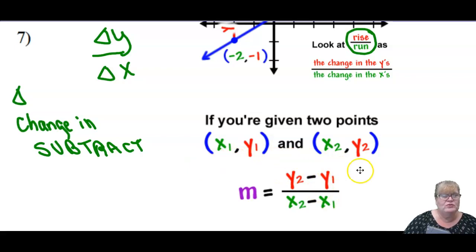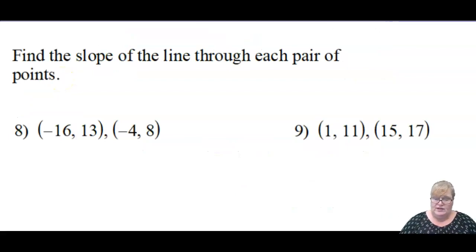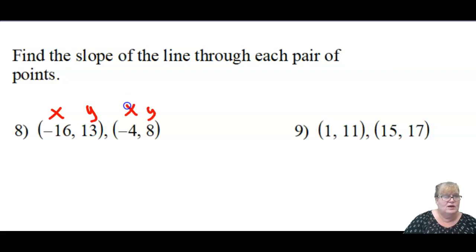And it doesn't matter which point you call which. So if you decide to call this point 1 and this point 2, it doesn't matter as long as you use the same order for the x's and the y's. All right, so again, x, y, x, y. The top has to be the change in y's. So I can do 13 minus 8 or 8 minus 13, okay? The way I wrote my arrow is 13 minus 8. Maybe I'll do both of these examples real quick.